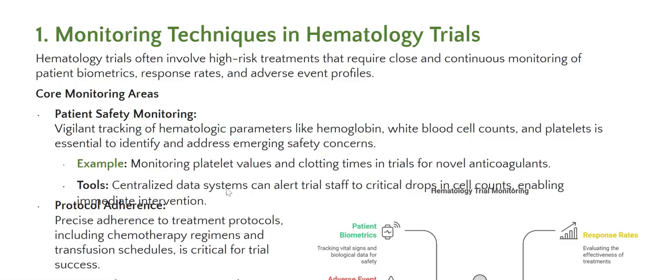Centralized data systems can alert trial staff to critical drops in cell counts, enabling immediate intervention. Another core monitoring area, protocol adherence. Precise adherence to treatment protocols, including chemotherapy regimens and transfusion schedules, is critical for trial success, for example, ensuring a precise dosage schedule during stem cell transplantation for acute myeloid leukemia (AML) patients.